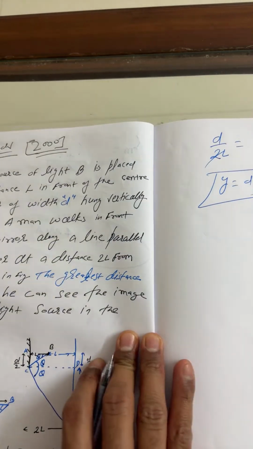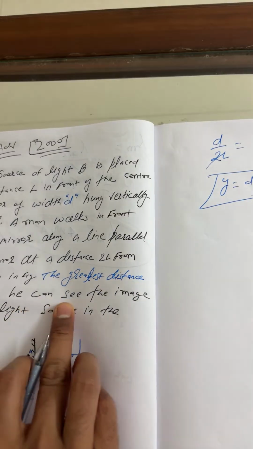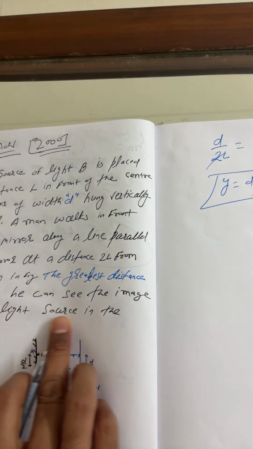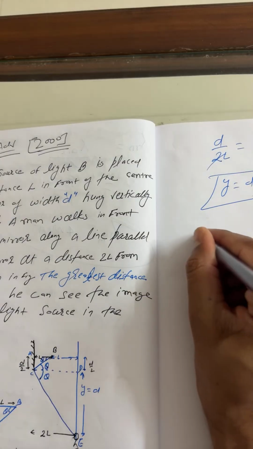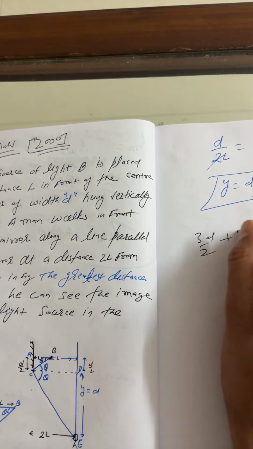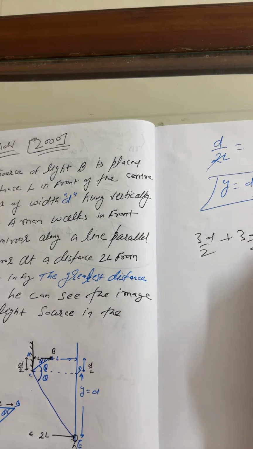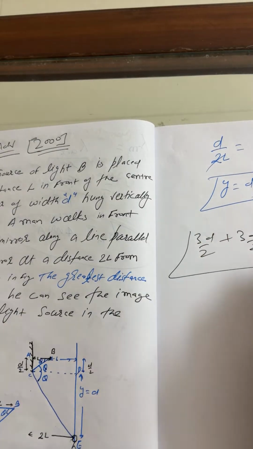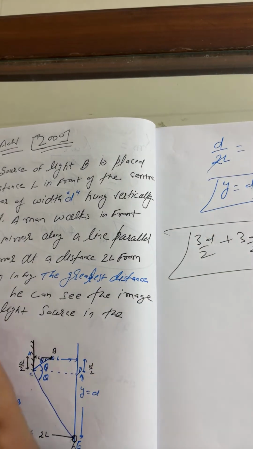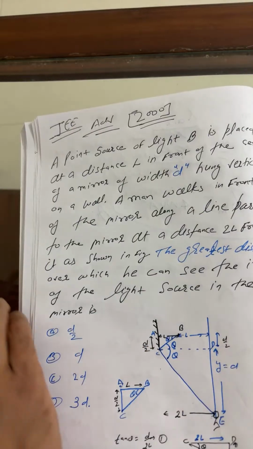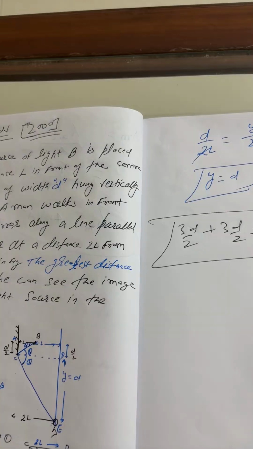We have to find the greatest distance over which he can see the image of the light source in the mirror. So this is 3d by 2 plus 3d by 2, so this is 3d here. So option D is correct.